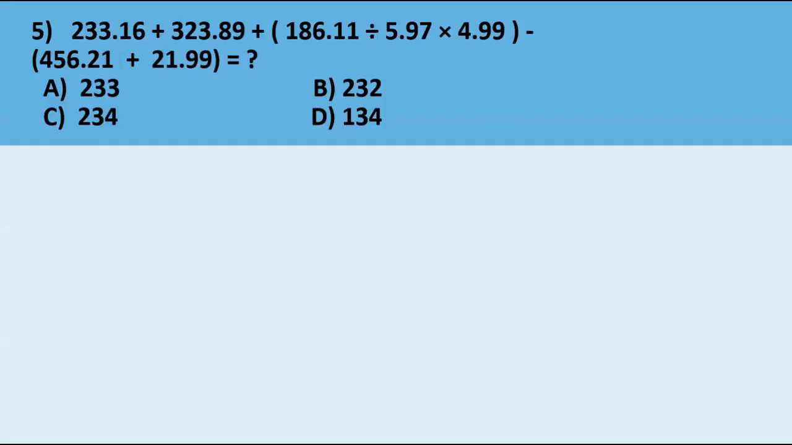So let's begin. In this problem, we have 233.16 plus 323.89 plus, open the bracket, 186.11 divided by 5.97 into 4.99, close the brackets, minus 456.21 plus 21.99. So we need to evaluate this whole expression, and our options are 233, 232, 234 and 134.